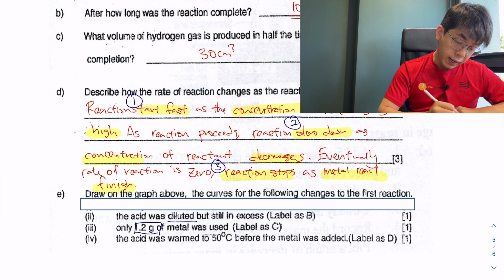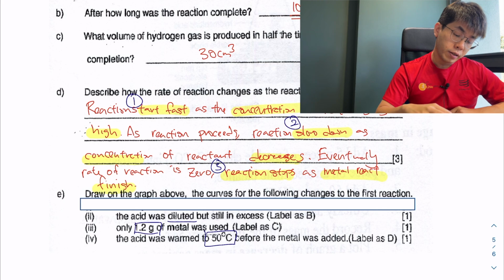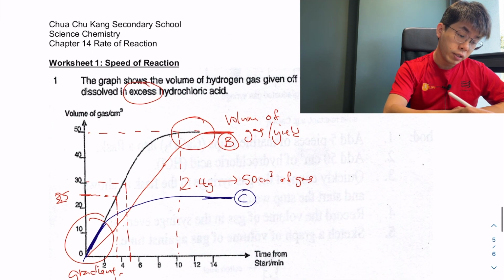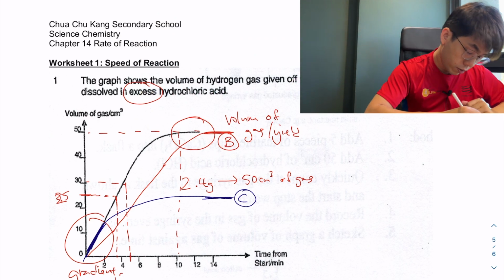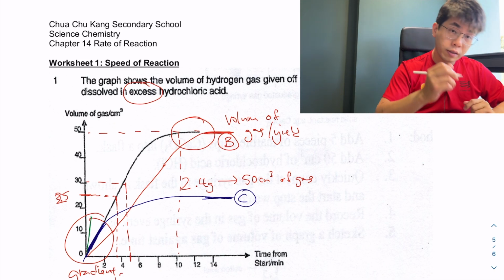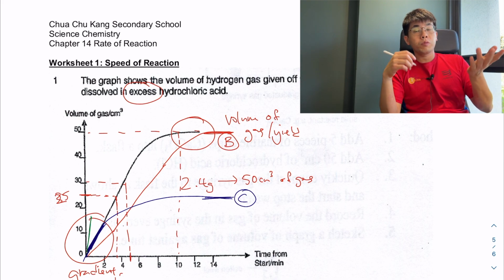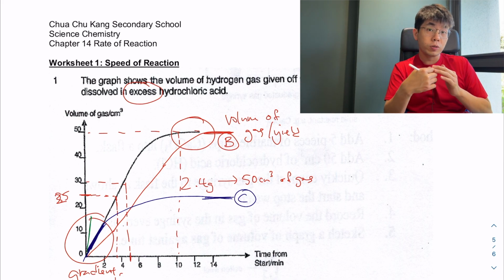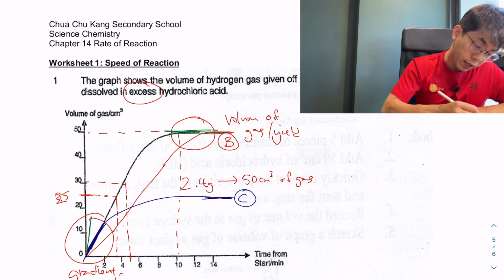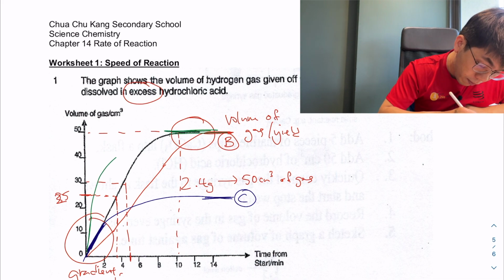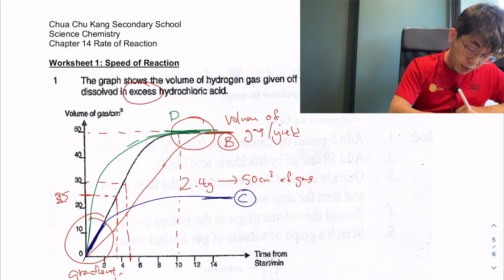Last one, the acid is warmed. That means it becomes hotter. Temperature is higher, so the speed of reaction is faster. Let me use another color. Faster means the gradient is steeper, so I can draw one gradient like this, steeper. You see the green line is steeper, which means it's faster. But increasing the temperature wouldn't increase the volume of gas produced. It just produces it faster, so the ending point is still the same. As you can see at the top, the green line is still at the same point. It goes up and then joins back at the same level. And this is D.